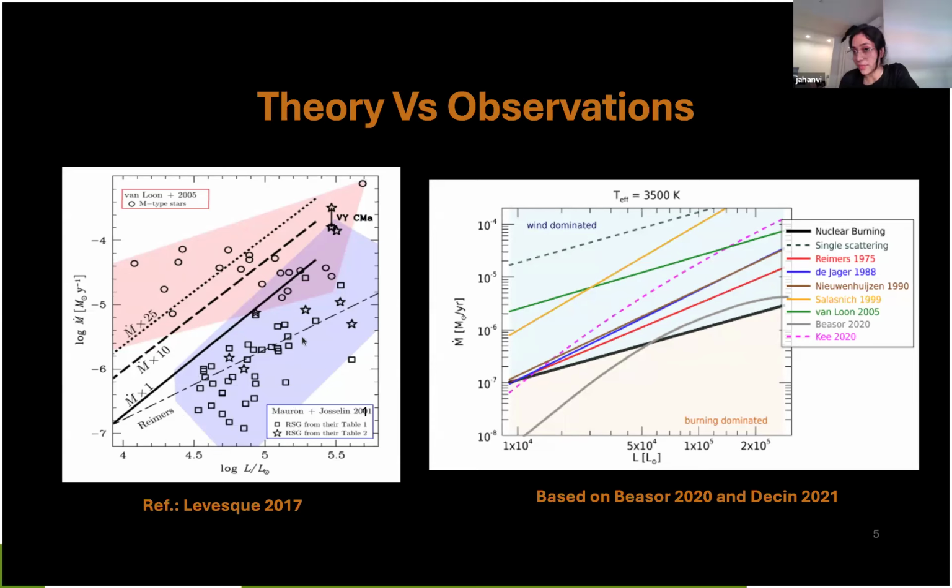So what we see here is that none of these prescriptions is able to agree with all the data points that we have. I am showing here as well that if I talk about all these solid lines, which are different empirical mass loss prescriptions, except the dotted one, which is the theoretical model by Kee, you can see that except these two, none of them are really agreeing with each other. And so what it shows is that there is a discrepancy between how we theoretically calculate the mass loss rates and what we observationally see.